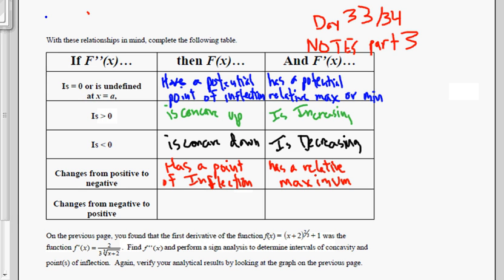And the first derivative will be a relative maximum. Same is true, or a little bit different, when the second derivative changes from negative to positive. The first derivative is going to have a relative minimum, and once again, as long as it goes from negative to positive through that 0 or undefined value, the original function is going to have a point of inflection.